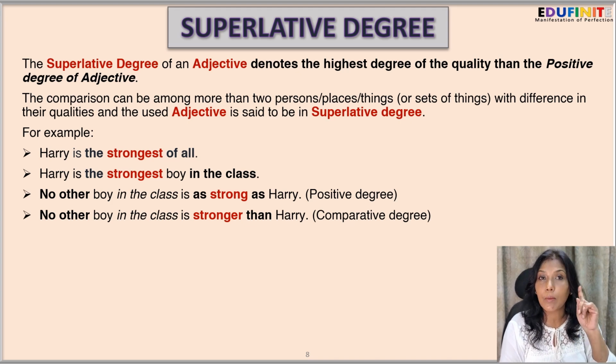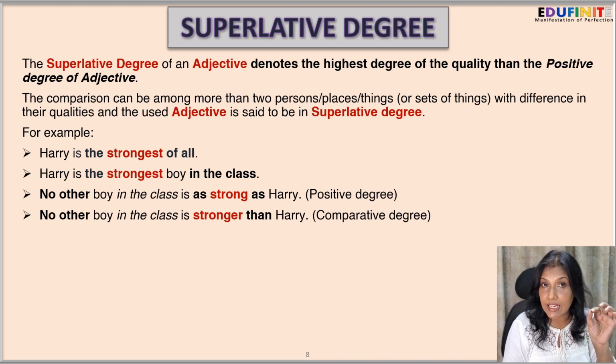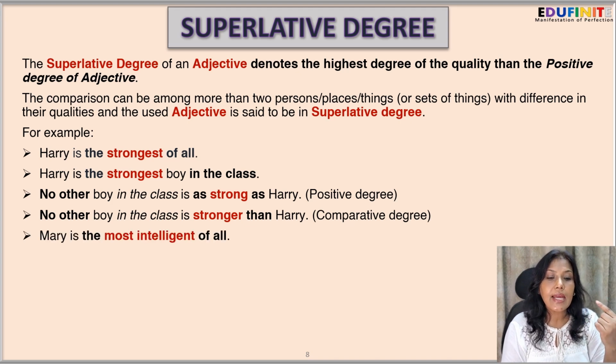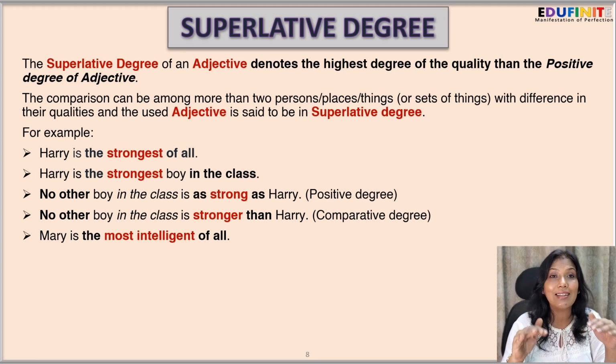So you see the change in the degree of adjective. For positive, we have the basic strong. For comparative, we have added er to it, so it's become stronger. And for superlative, we have added est to it to make it superlative, strongest. Next, Mary is the most intelligent of all. Now here too, we see the intelligence of Mary is extreme. She is most intelligent. That means no other person or no other girl is as intelligent as she is.